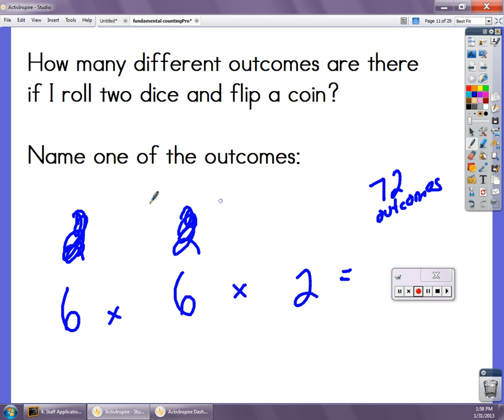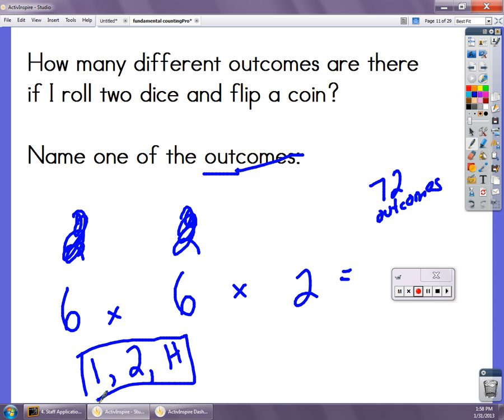Right here, if you wanted to name one of the outcomes, it would be something like you get a 1 on one of the die, you get a 2 on the other die, and you get a heads on the coin. This would be an example of one of the outcomes. But remember, there are actually 72 of them.